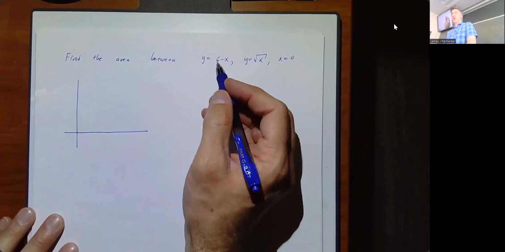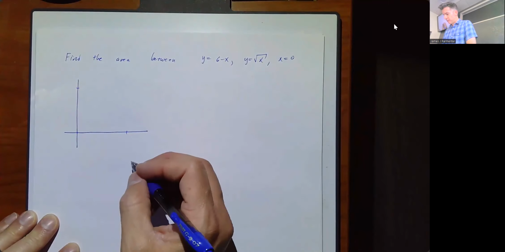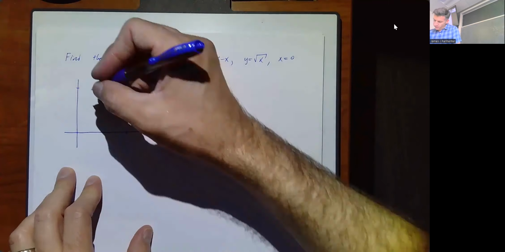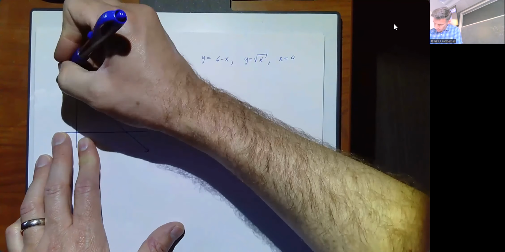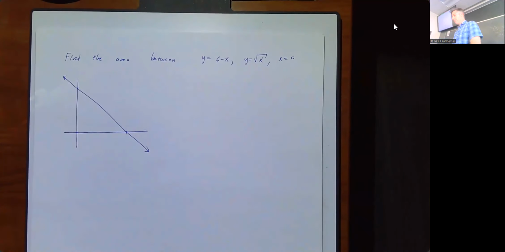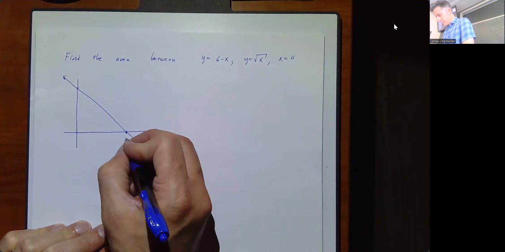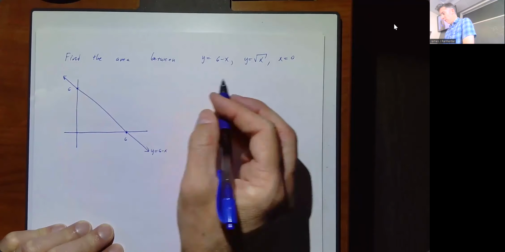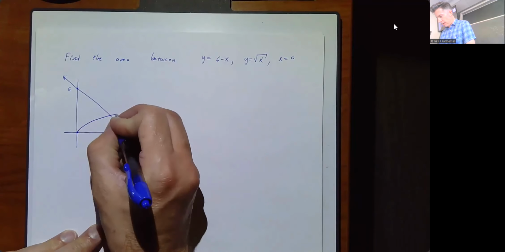6 minus x is a straight line. It's got a y-intercept of 6, an x-intercept of 6. I left my ruler in my office. That's disappointing. No, really disappointing. You're thinking that's a straight line. So there's my y equals 6 minus x. Square root function, usual look, something like that.